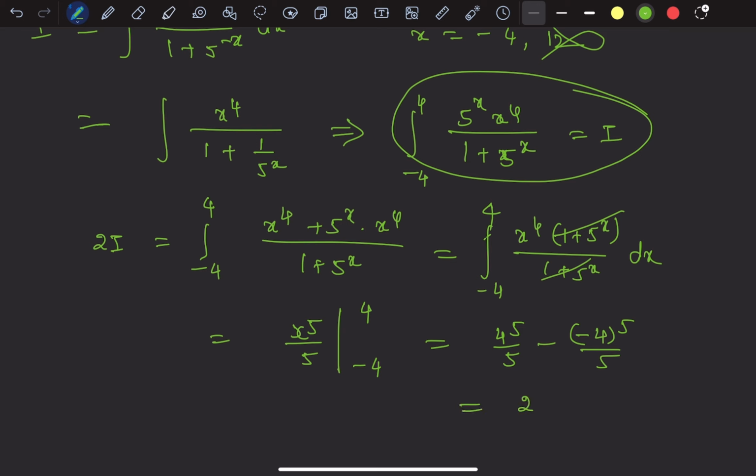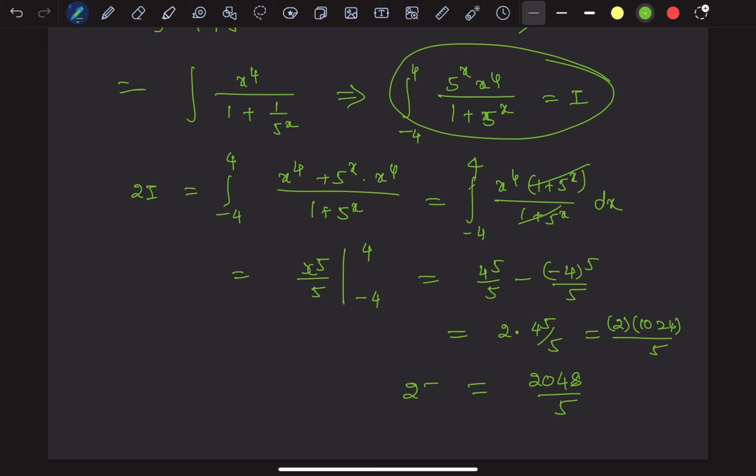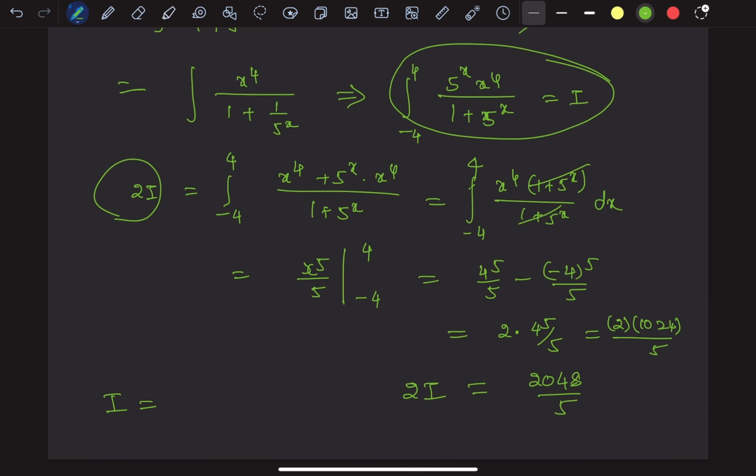So this is simply 2 into 4 power 5 by 5. 2 into 4 power 5 is 2 power 10. So 1024 by 5. So this is 2048 divided by 5. But this is the value of 2i. So now if you have to get I, that will be 1024 divided by 5. So this will be your answer for this question.